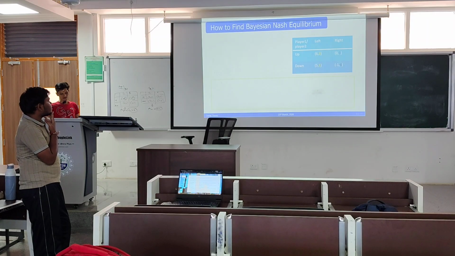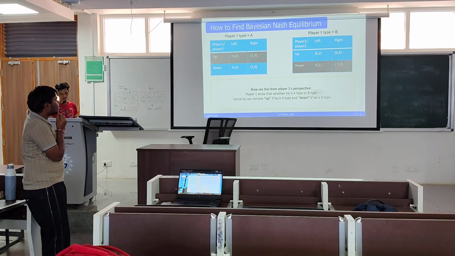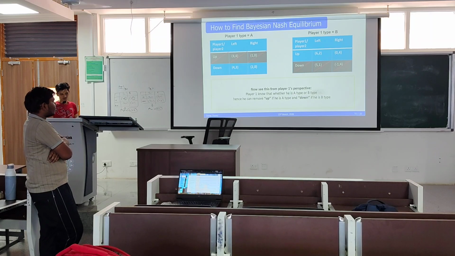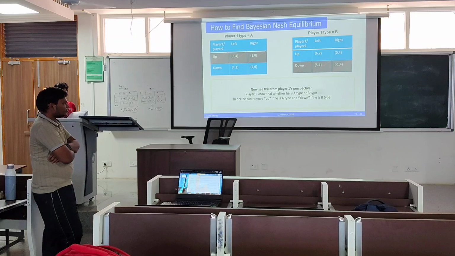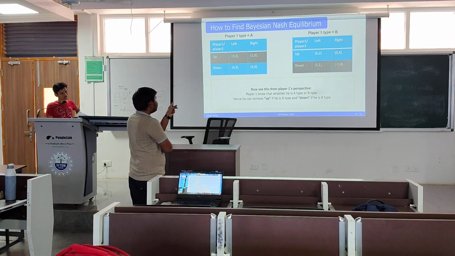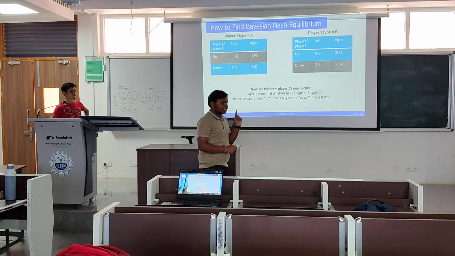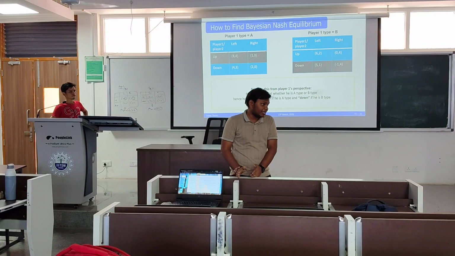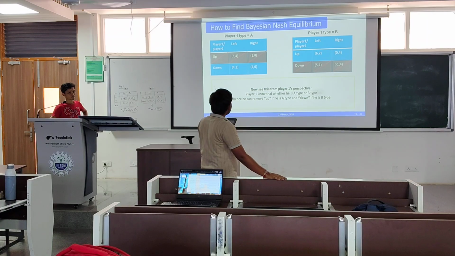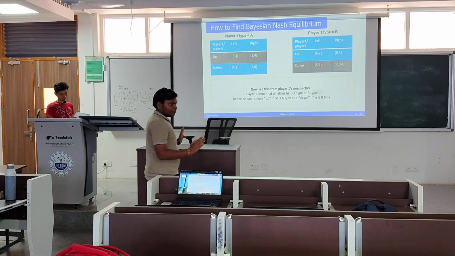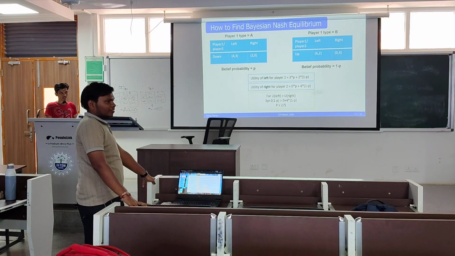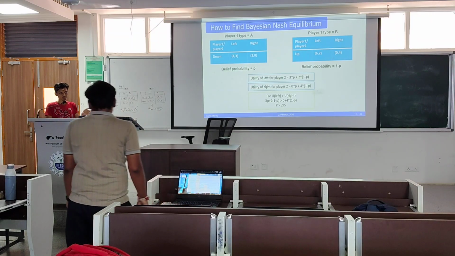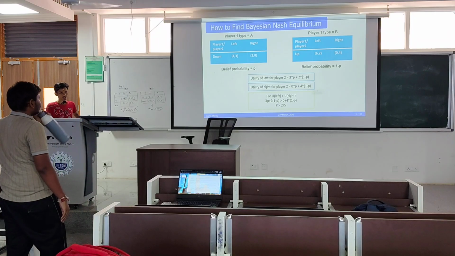If you look at player 1, in type A, down is the dominant strategy, and in type B it is up. So here is the difference: player 1 can remove a strategy because he knows whether he is A type or B type. He knows which type he is, so he can remove the dominated strategy. But this was not possible for player 2. So in this case, we apply the mixed strategy, giving some probability to type A and type B, calculating the best response for player 2.